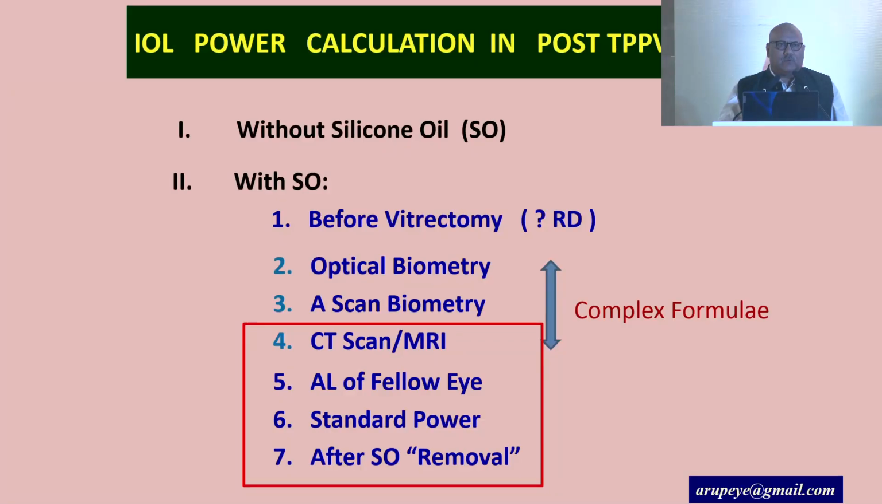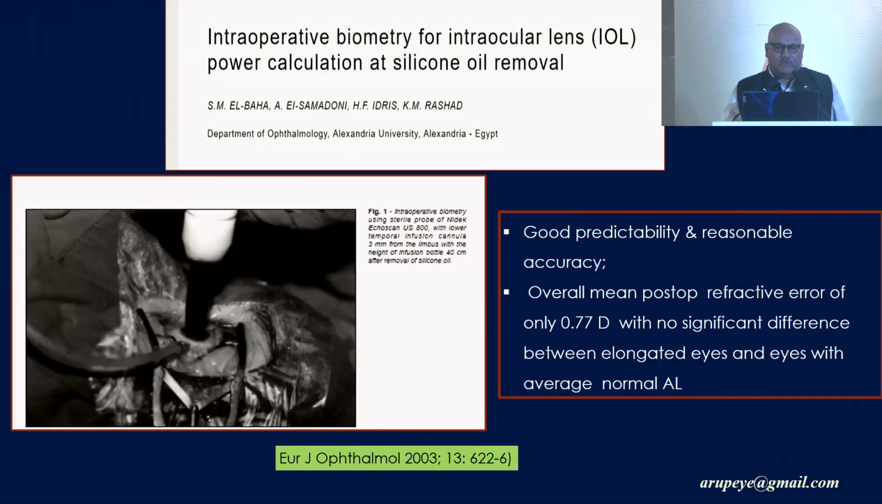Now, sometimes, all said and done, if nothing works out, ultrasonic biometry also doesn't give an axial length. There are reports in the literature where CT scan or MRI has been done. These are very expensive. Some of them may be very accurate, but they are not feasible. We have taken the axial length of the fellow eye or a standard power. I don't think this is really advisable, but these are the things you see in the literature. And after silicone oil removal, you refract the patient and then find out the best IOL power for the patient.